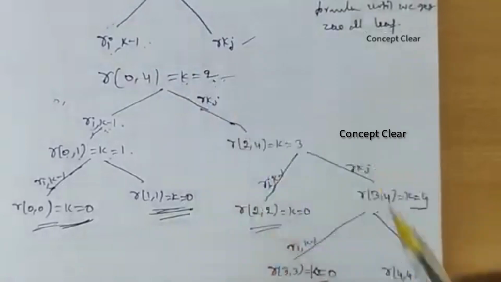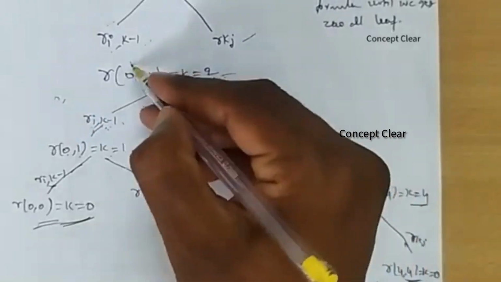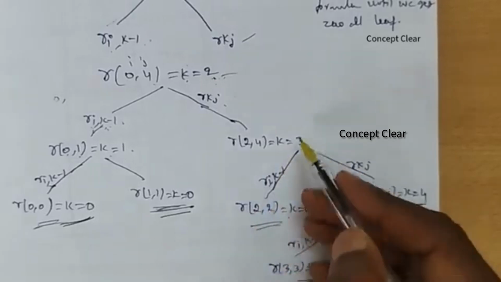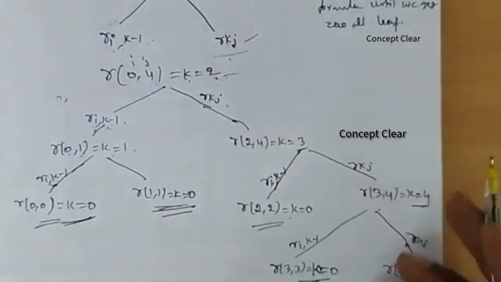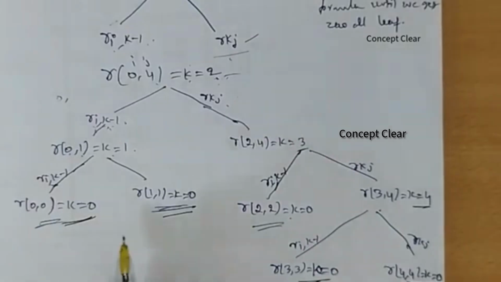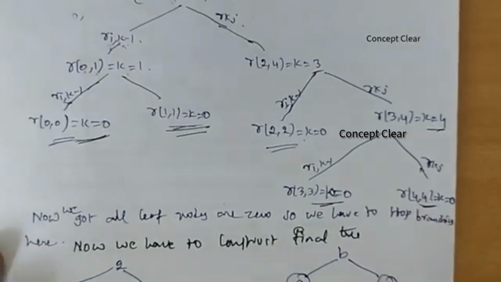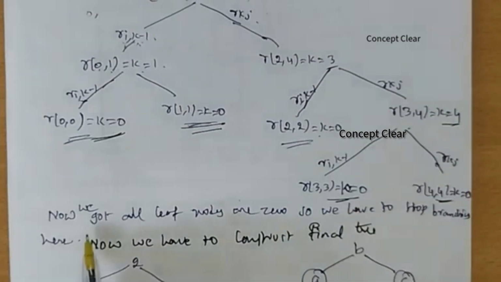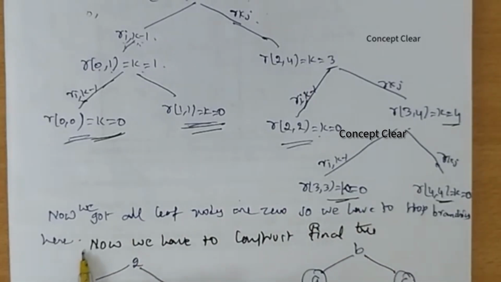And what about the right side? R of K comma j. What is the K value here? 2. What is the j value here? 4. So R of 2 comma 4 equals K. Again K equals 3. Same procedure: again we split according to these formulas, and we proceed until every leaf node becomes 0. Here K equals 0, here also 0, here also 0. We have to expand the tree until all the leaves become 0. Now all the leaf nodes are 0, so we stop branching here.